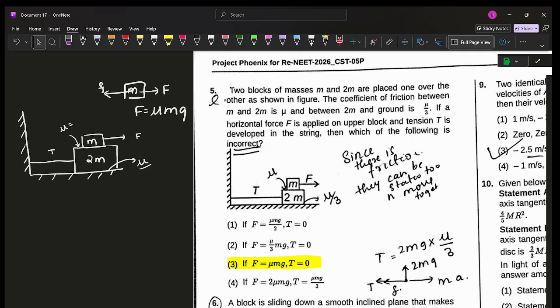Oh, acha. So if F is mu mg by 2, the current is gone. F is less than mu mg. So all those values where F is less than mu mg are possible. Right, so easy elimination I could have done it, but yeah, I just had to know this.